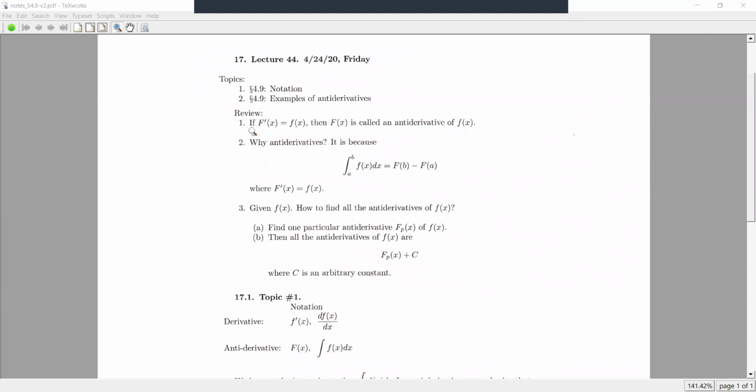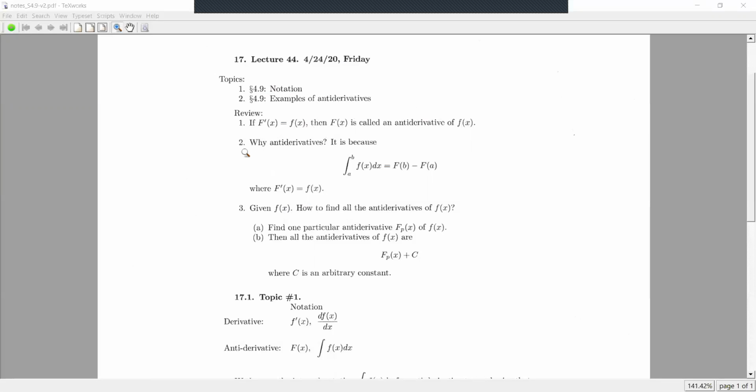Review number 1, if the derivative of some function capital F is little f, then we say that capital F is an antiderivative of little f. This is the definition of an antiderivative.